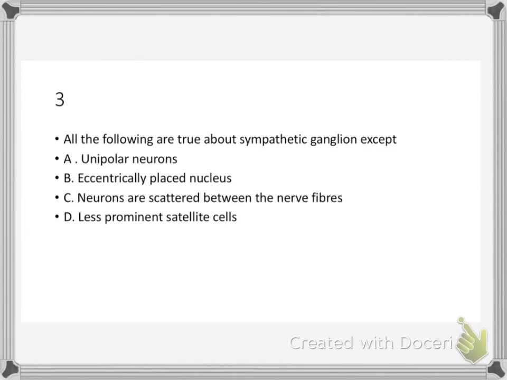All the following are true about sympathetic ganglion except. Let us draw it first. Sympathetic ganglion, eccentrically placed nucleus, less prominent satellite cells. Let us see. First, it is given as unipolar, out. Eccentrically placed nucleus, correct. Scattered between the nerve fibers, correct. It is not in groups. Less prominent satellite cells, yes, correct. So the exception is unipolar neurons. Done. Very good. Hope you understood the chapter properly.